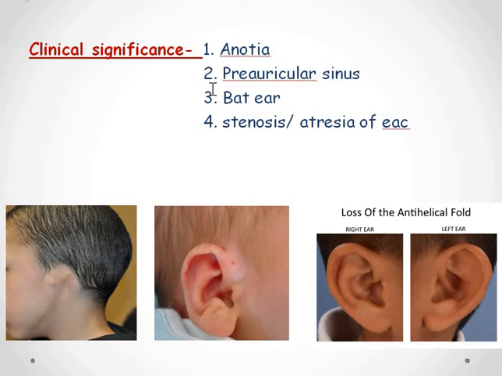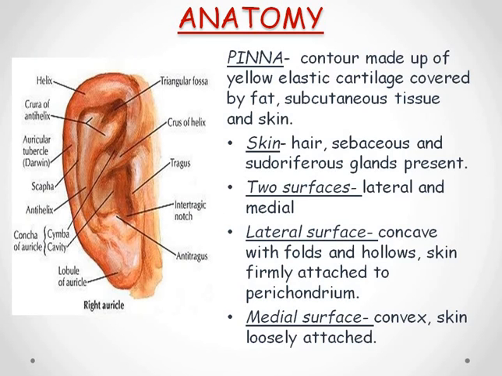Now these are the pathologies because of the non-fusion or a disrupted fusion of the hillocks of His. This may further lead to anotia, the preauricular sinus, the bat ear, or a stenosis or atresia of the EAC. Now let us talk about the anatomy of the external ear. First we talk about the pinna.